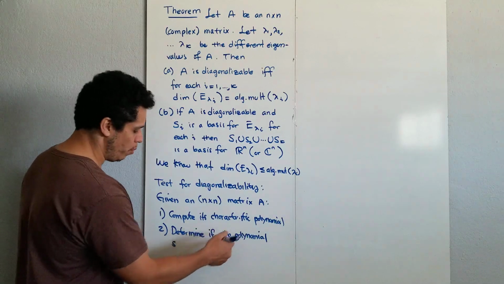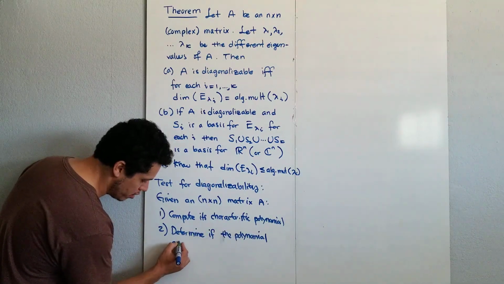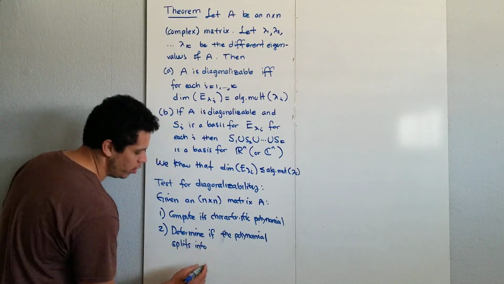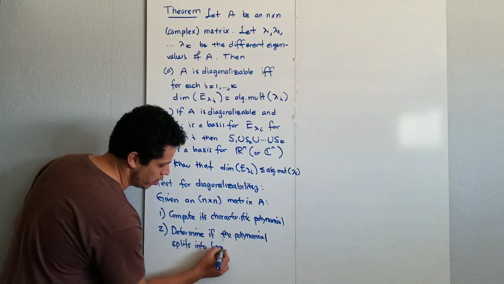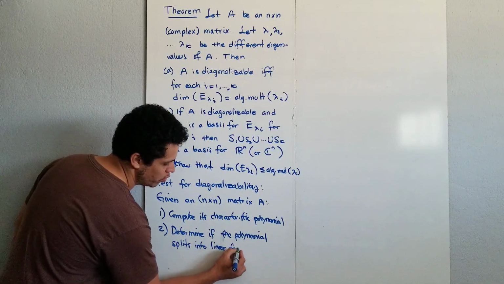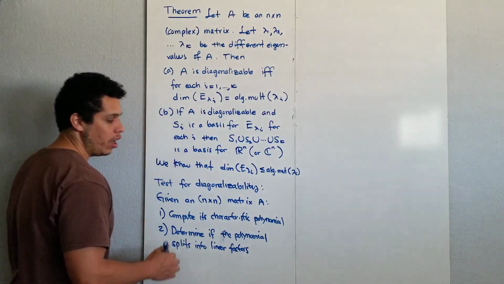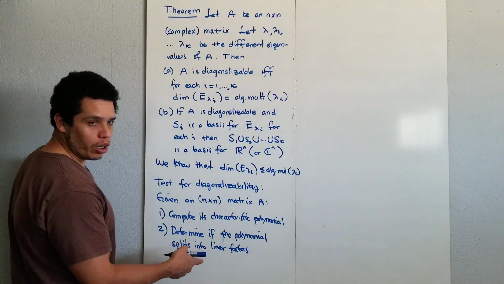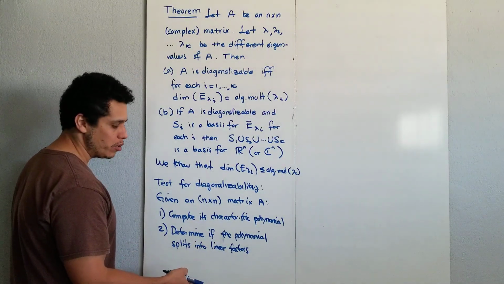Second, determine if the polynomial splits into linear terms, factors. It might be that this is not possible, but it will certainly be possible under the complex numbers.